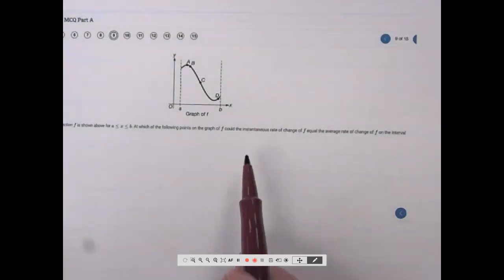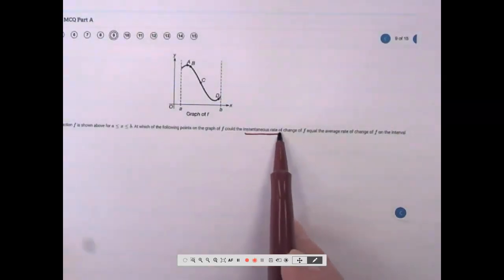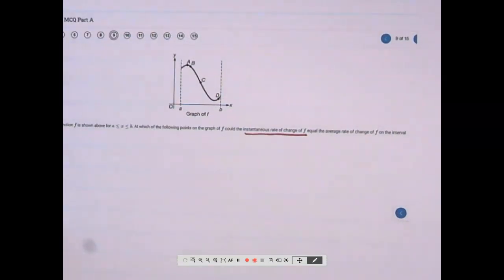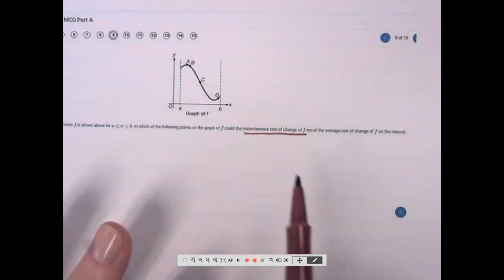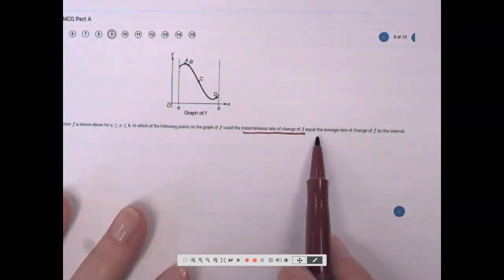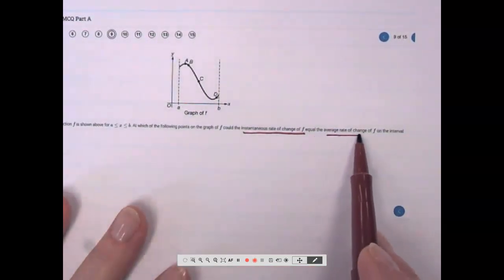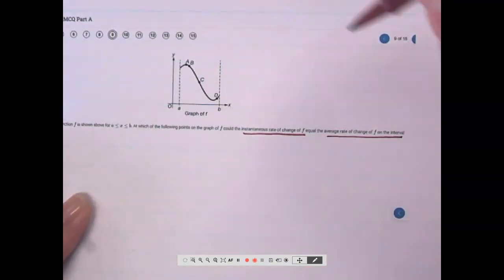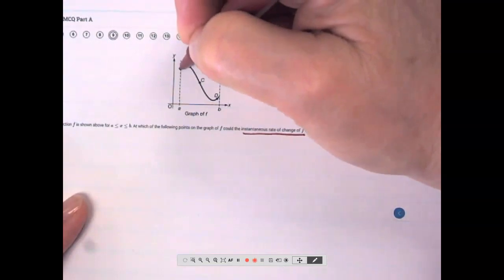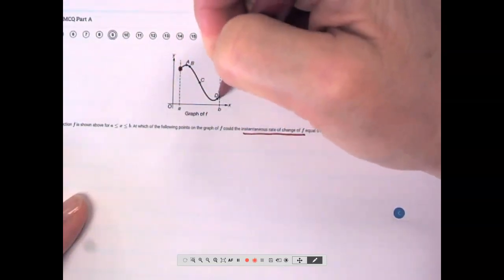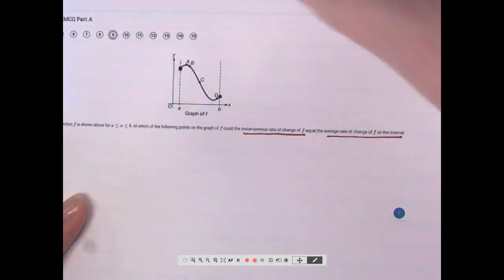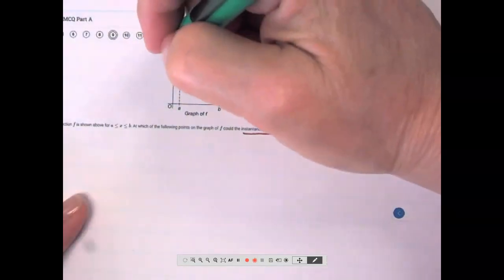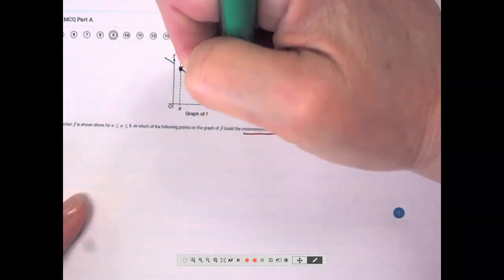Let's talk about instantaneous rate of change. What does that mean? At one point, what is the slope of the curve? I want to know when that equals the average rate of change, the slope formula from A to B. So if I went from where x is a and where x is b, and I found the slope. I thought it was talking about A.